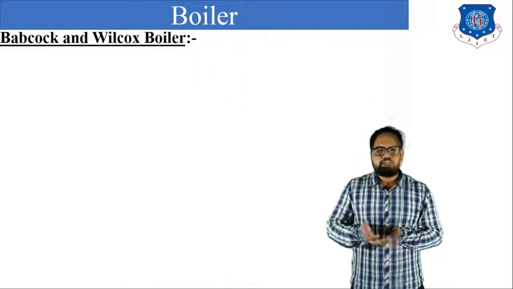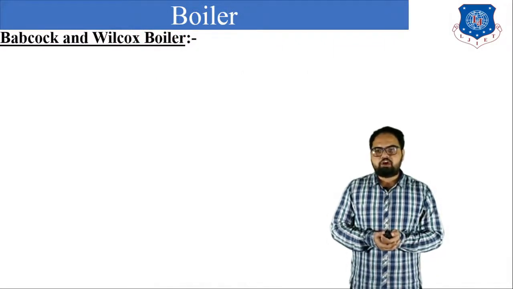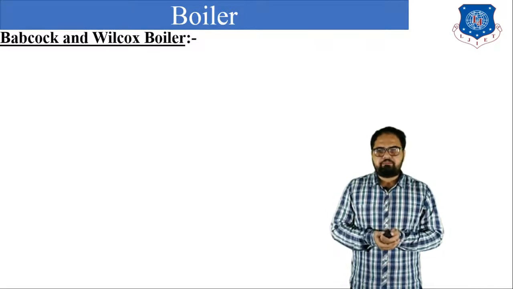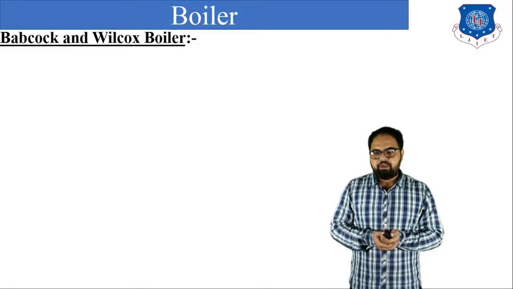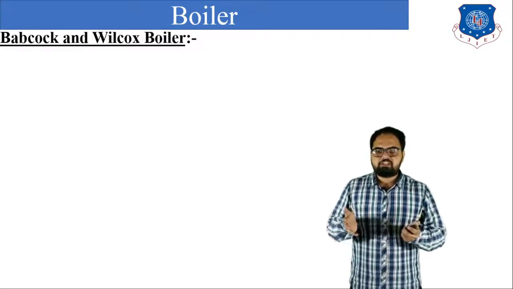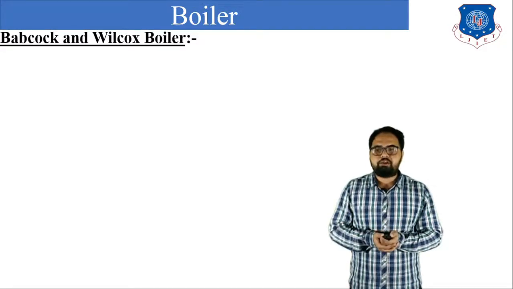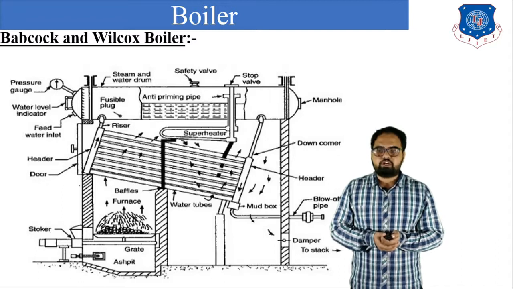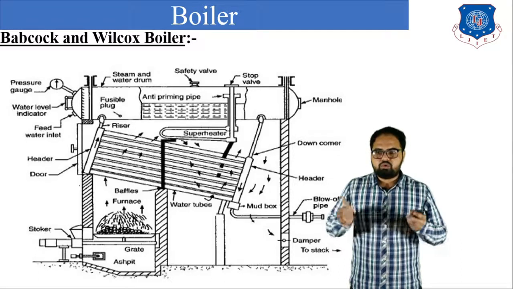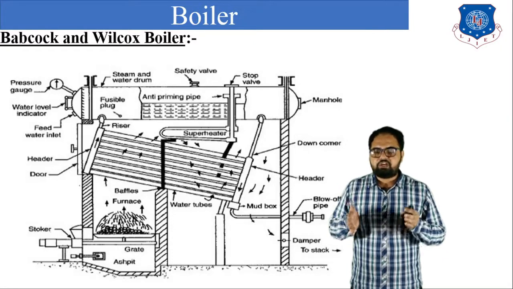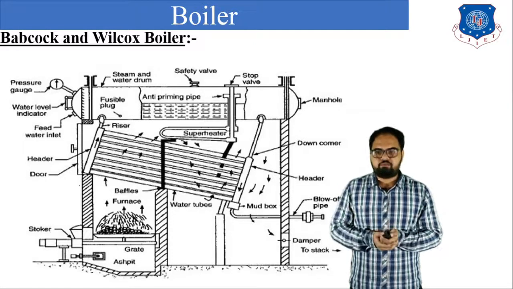Next boiler is the Babcock and Wilcox boiler. Babcock and Wilcox boilers are used for marine applications, and nowadays most thermal power plants consist of this boiler. The Babcock and Wilcox boiler is a water tube boiler. So we will discuss the characteristics, specification, construction and working of this boiler.